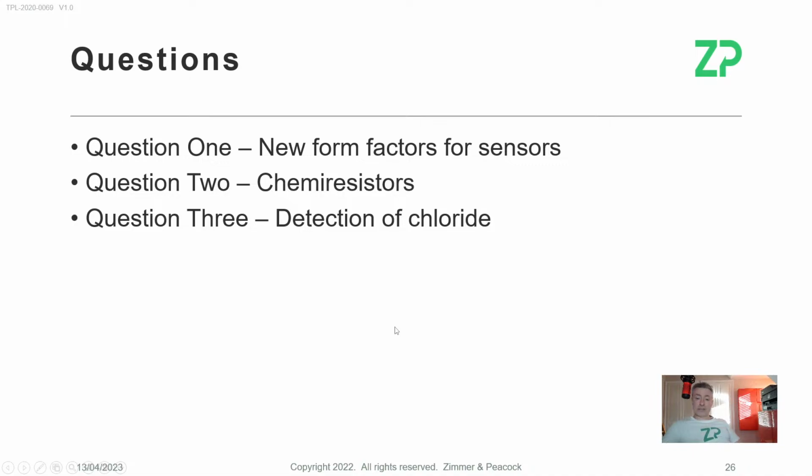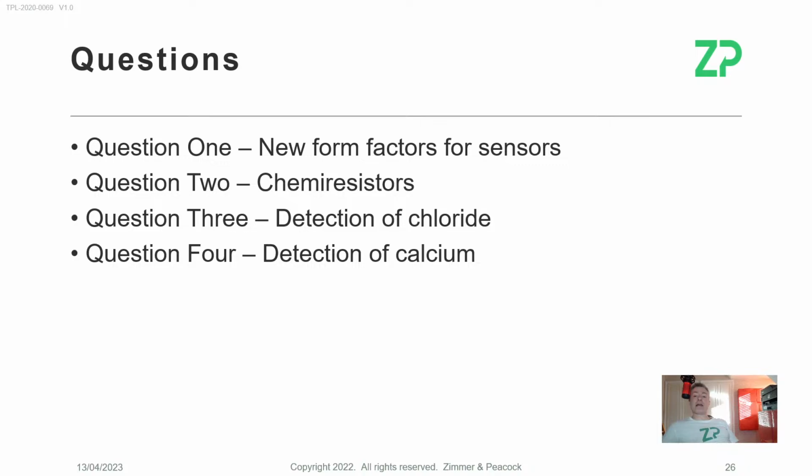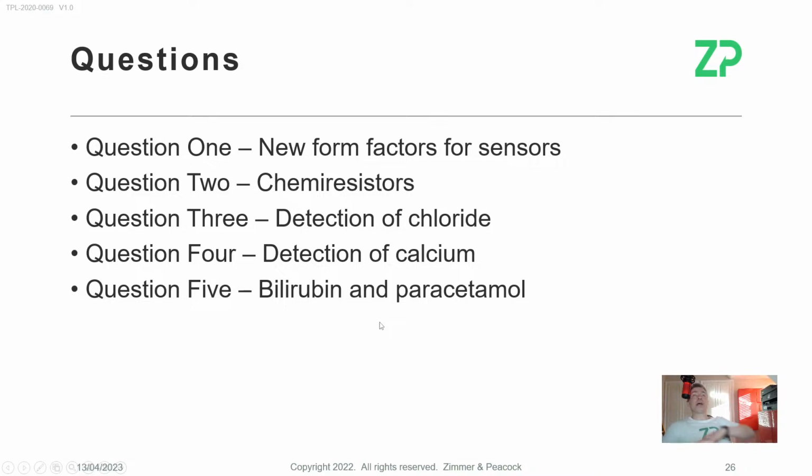Detection of chloride. Chloride is one of the analytes that we do have in our arsenal. Detection of calcium. Calcium is definitely one of the analytes that we have in our arsenal, and we are able to do it in a continuous manner. We do get a lot of inquiries around bilirubin and paracetamol. They're both actually sources of toxicity. Bilirubin obviously is something that unfortunately happens a lot in newborn children, so juvenile jaundice. Paracetamol is something that can happen through deliberate or accidental overdosing. But both of these molecules are detectable on our platform, and we can be involved in measuring the levels and prevention of toxicity with these two molecules.